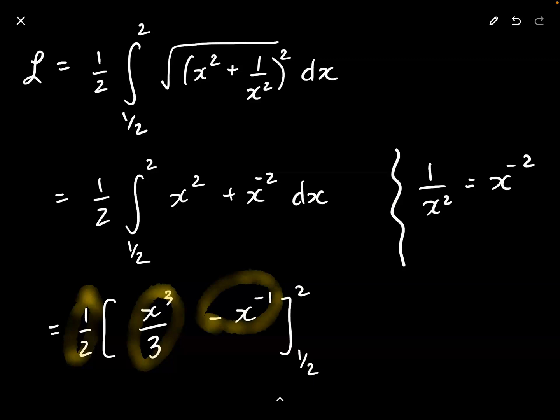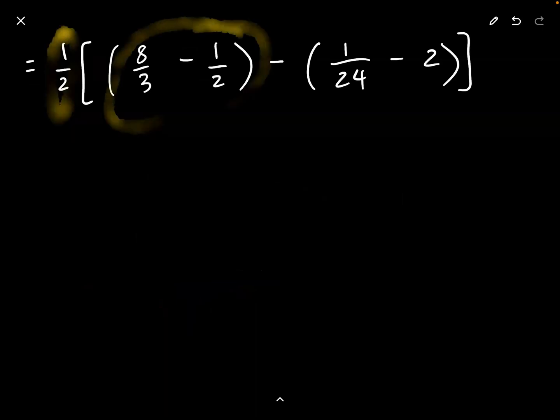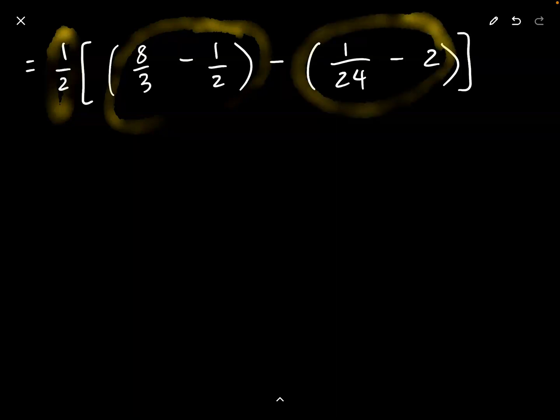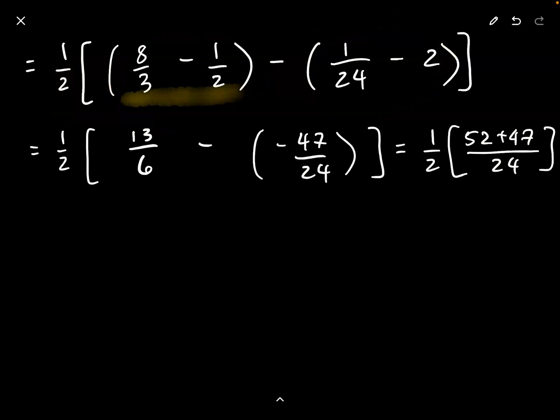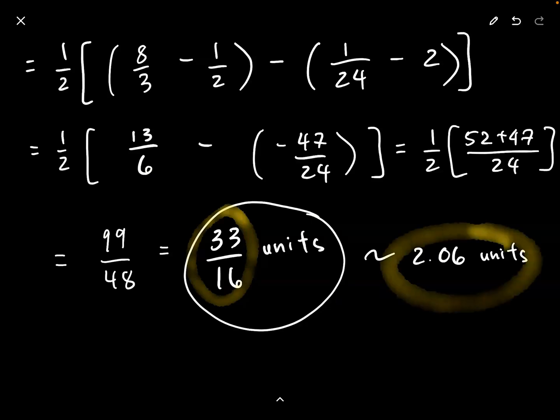So now we'll evaluate it at the upper minus lower limit and calculate the arc length. So here we have 1/2. At upper limit 2, it's 8/3 minus 1/2. Minus, at the lower limit 1/2, it's 1 over 24 minus 2. Then we can add the fractions with common denominator 6 and common denominator 24. And just check that we get 99 over 48. Cancel the common factor of 3 in the top and bottom, and we have 33 over 16 units, which is approximately 2.06 units. And that was the arc length of the function from x is equal to 1/2 to x is equal to 2.